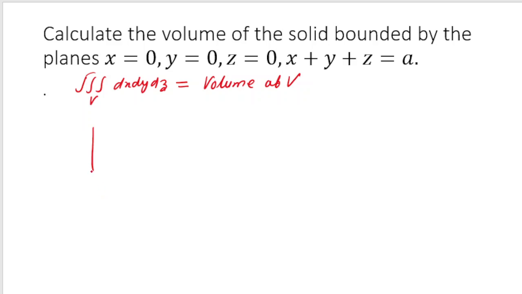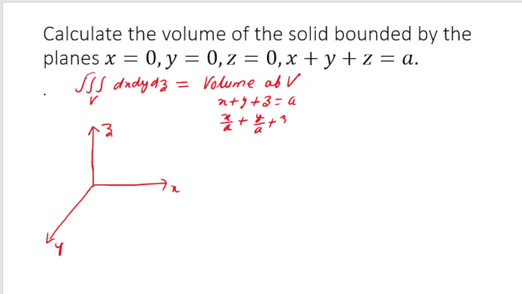So if you draw the x-axis like this, suppose let me call this the z-axis and this the y-axis. So this is the plane, that is x plus y plus z is equal to a. So this is a standard form of the plane. Basically it is x by a plus y by a plus z by a is equal to 1. So it will make an intercept of length a on x, length a on y, and length a on z. So if I join this, this is how the region will look like.